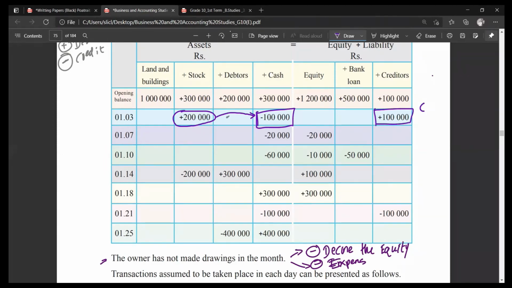You need to be creative. Whatever the examiner asks, you should be able to answer. Guys, it's simple, no? The stock has increased, right? But it's not fully cash. They have only paid half of the amount, right? So the other amount, the rest of the amount, is on credit basis.